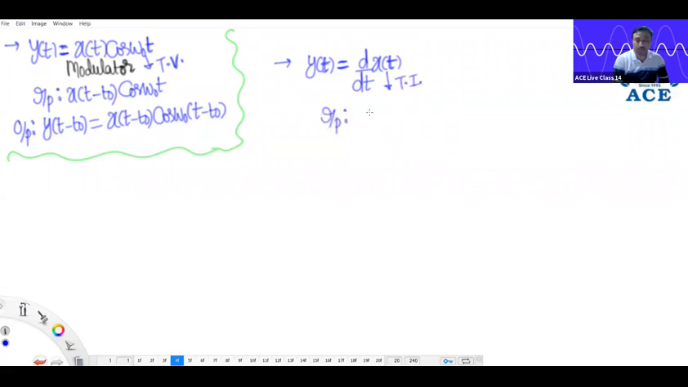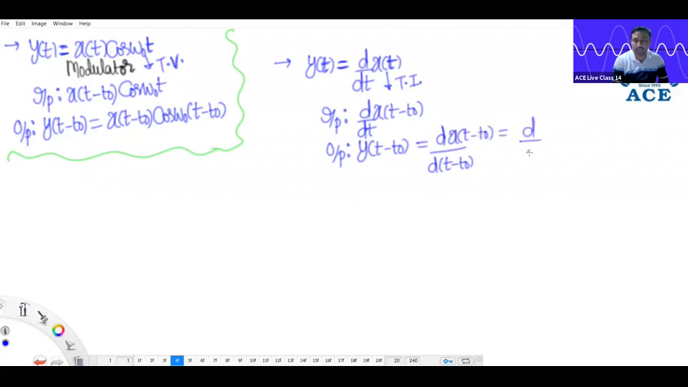Due to input delay, d by dt of x(t − t₀). Output delay means y(t − t₀) equals d by d(t − t₀) of x. Of course, dt₀ is meaningless. Differential of a constant is generally 0.